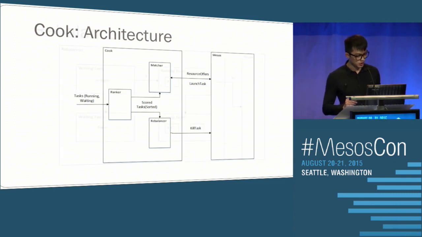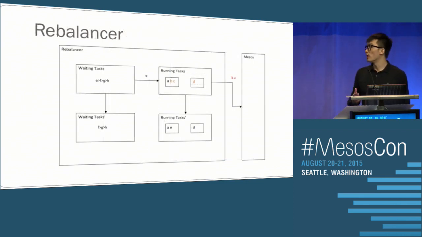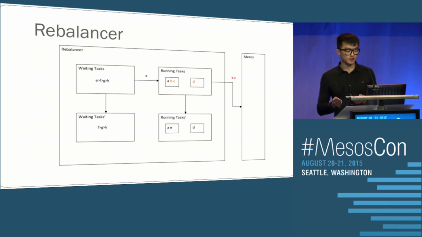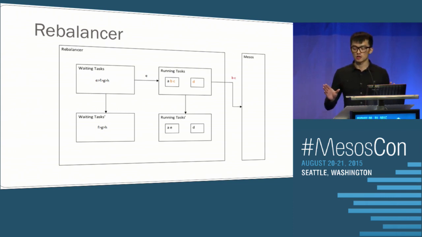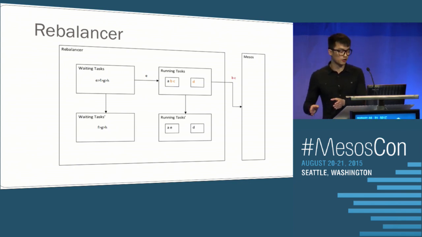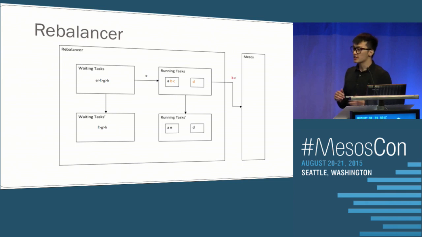Let's zoom in to see what it does. It's also quite simple. It breaks down the list of tasks into waiting and running. Similar to the matcher, it's trying to do a matching process, but unlike the matcher, it's doing the matching between waiting tasks and running tasks. It's essentially treating running tasks as a potential source of resource offers. And like we talked about, it checks two things. First, whether the score of the running task is lower than the waiting task. And second, whether the waiting task can fit on the host after the preemption.